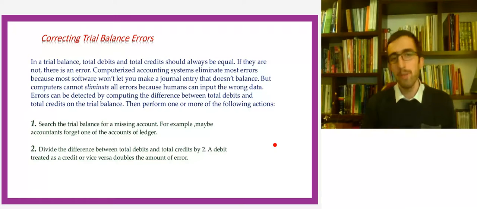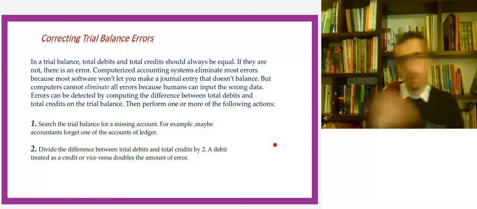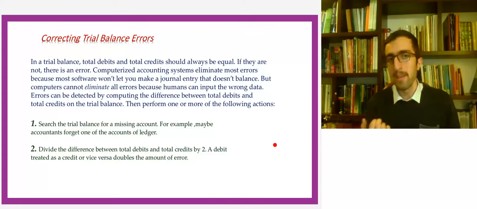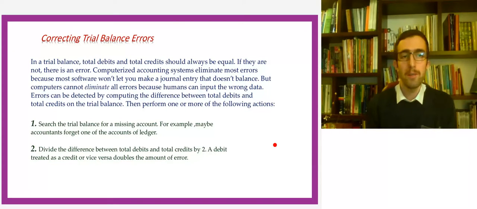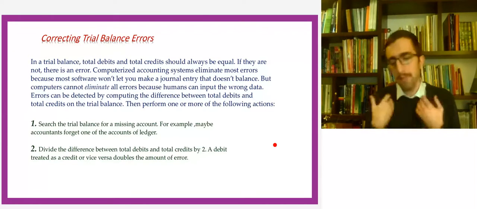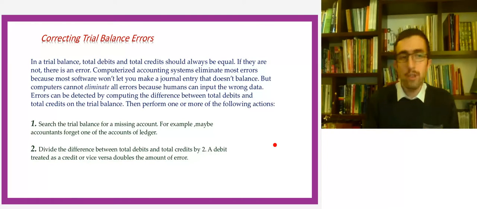Errors can be detected by computing the difference between total debits and total credits on the trial balance. Then we can perform one or more of the following actions. But before I talk about these two items, I have to say our mistakes can be very wide in variety. So we can't solve all unequal trial balances with these two items. We can't solve most of them, but these two items are the most important ones.